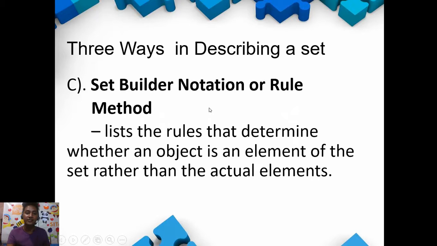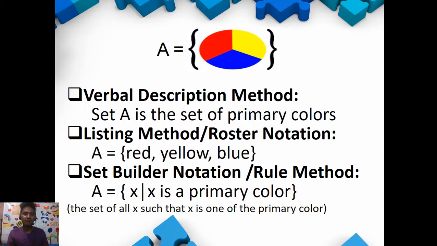Let's have an example for you to better understand it. Letter A, set A, I should say. The verbal description method: set A is the set of primary colors. Listing method or roster notation: set A is equal to, followed by the curly braces, and then you are going to input the different primary colors. We have red, yellow, and blue. Did you understand? And then at the last part, it should be the partner of the first curly braces. And the next one, set builder notation or rule method. So set A, curly braces, and then x such that x is a primary color. So x here, you need to define what is x. So x is the primary color.